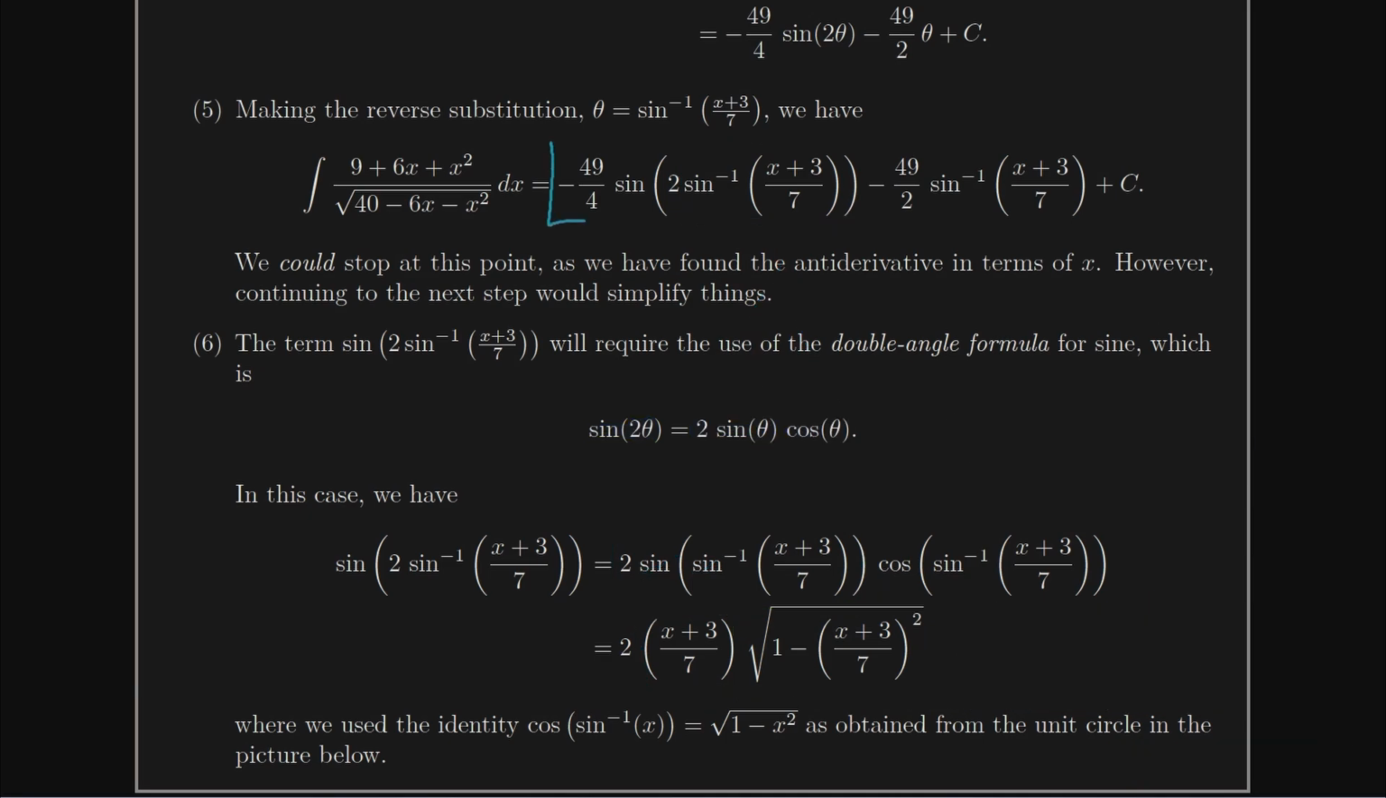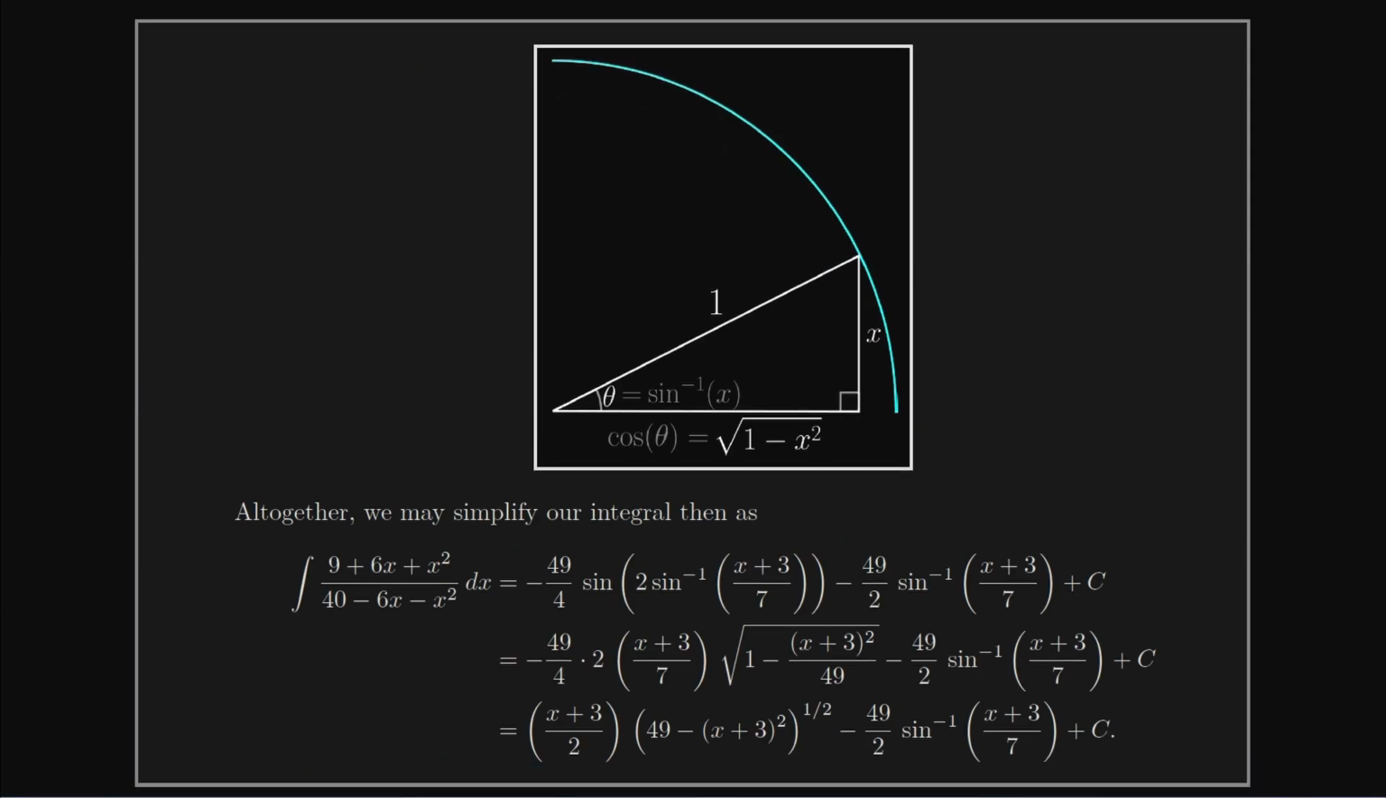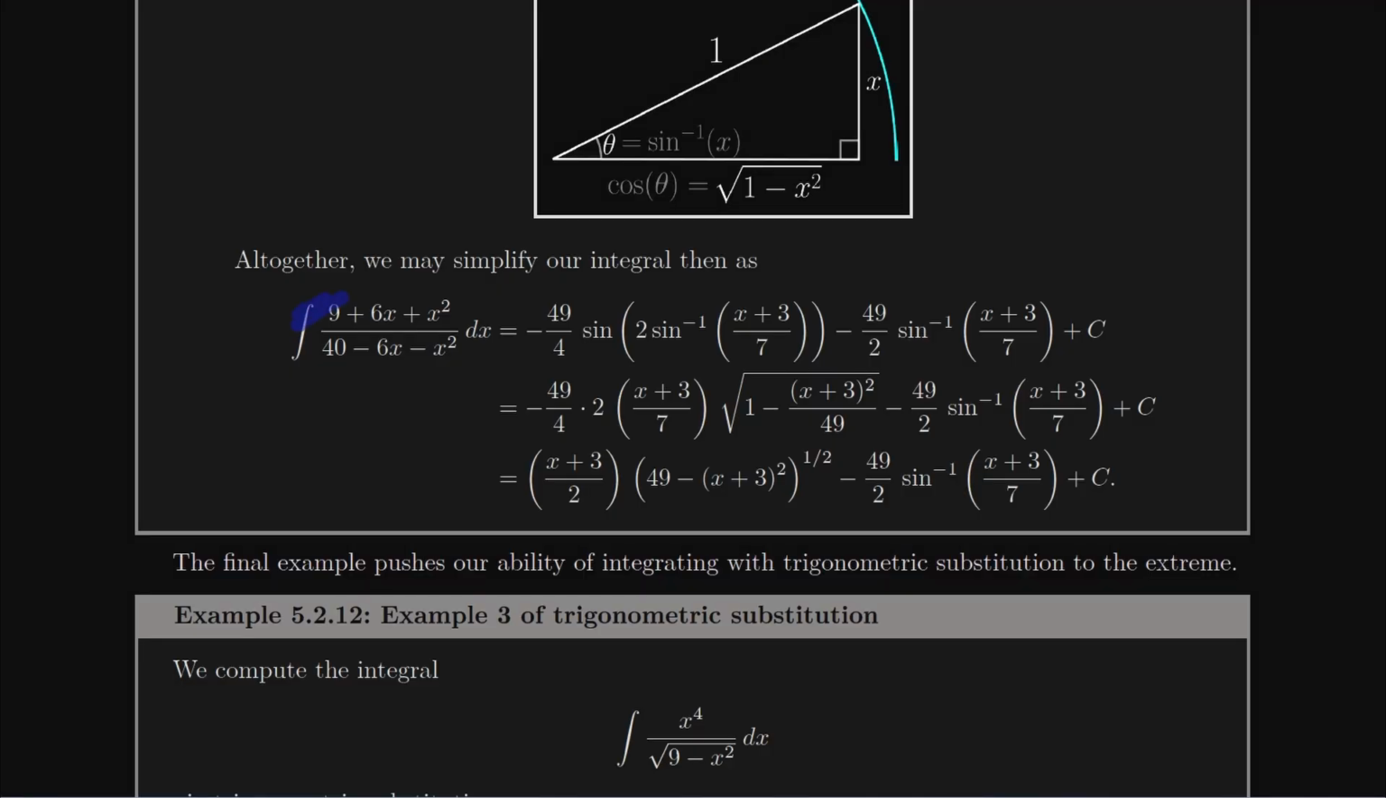And if you bring everything together, so simplify this as this, and then include it in our answer, we find out that the integral of (9 plus 6x plus x squared) over (40 minus 6x minus x squared), when I've simplified everything, comes to (x plus 3) over 2 times (49 minus (x plus 3) squared) to the 1/2, minus 49 halves sine inverse of (x plus 3) over 7, plus c.